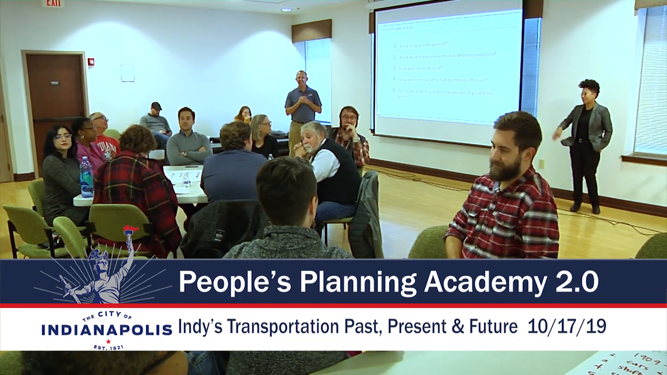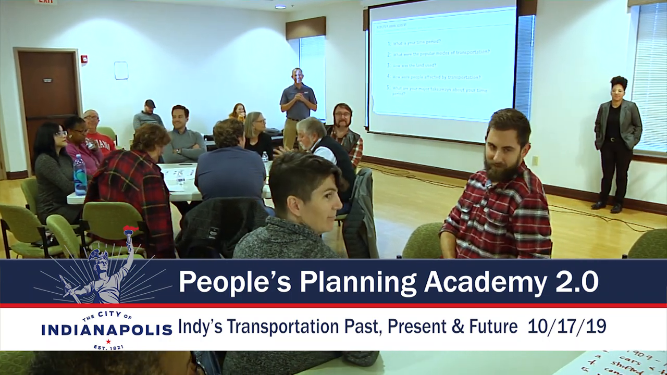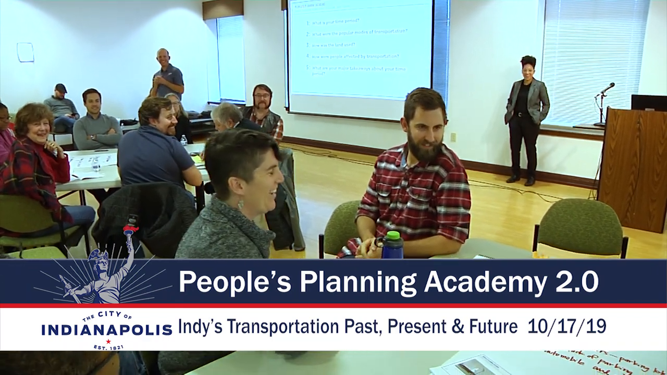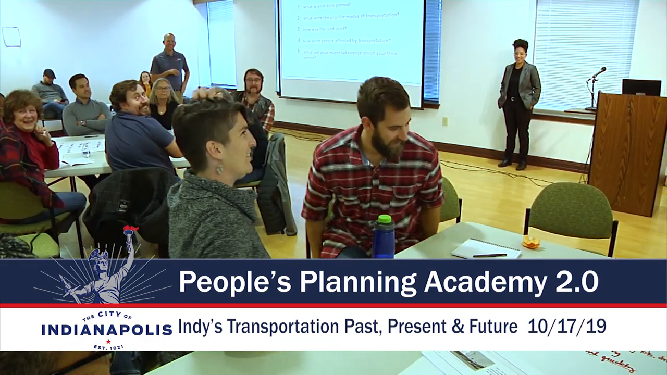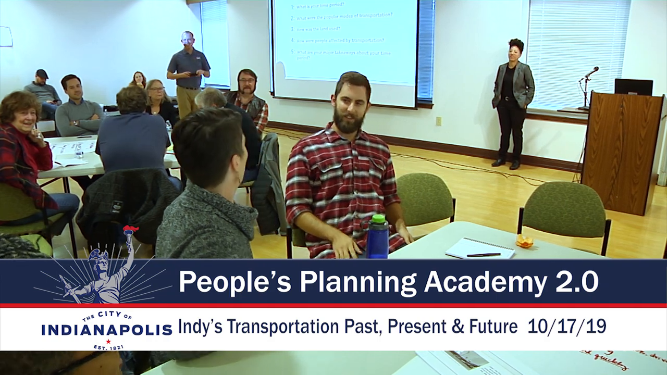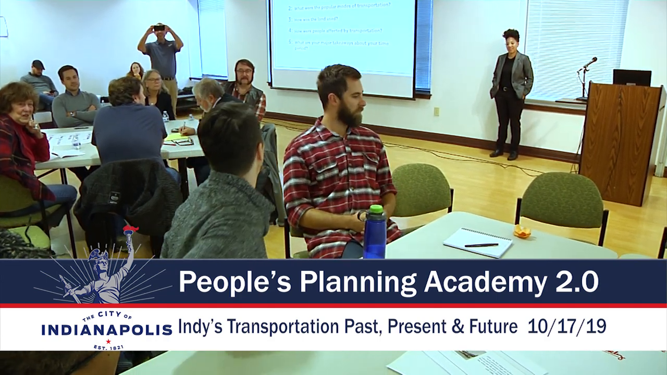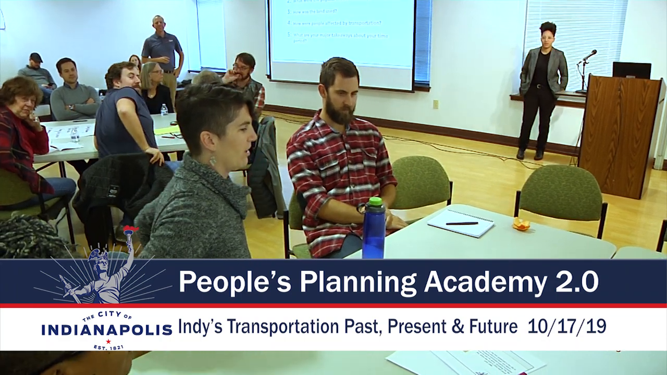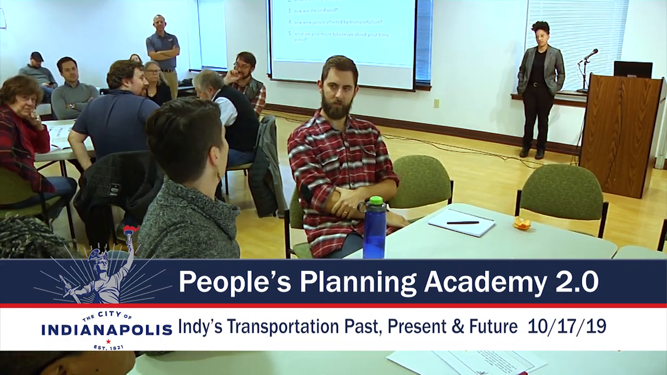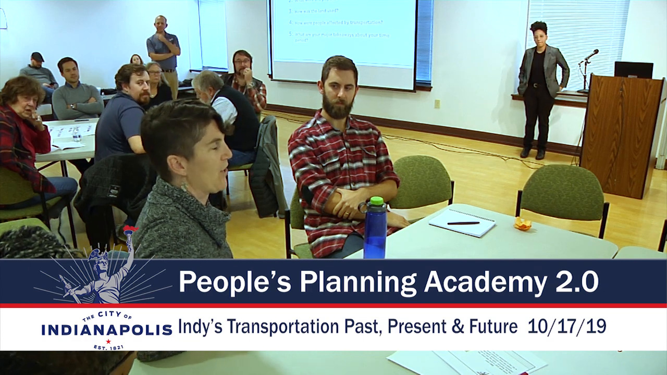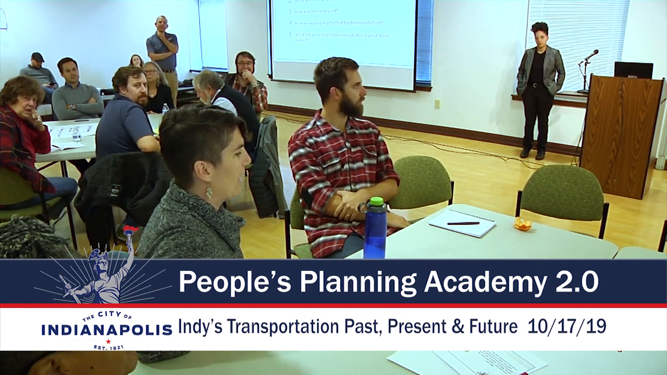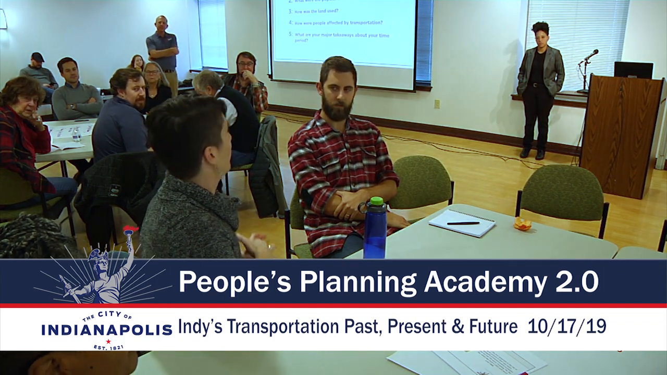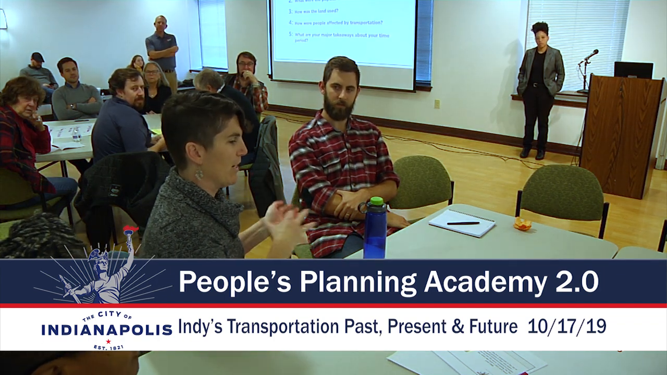I'll go ahead with group three. Group three, do you want to go? Our time period was 1909 to 1953, so the first half of the 20th century. The popular modes of transportation were cars and trolleys, first the trolley on the track and then the trackless trolley. Land use shifted towards cars from public transportation.